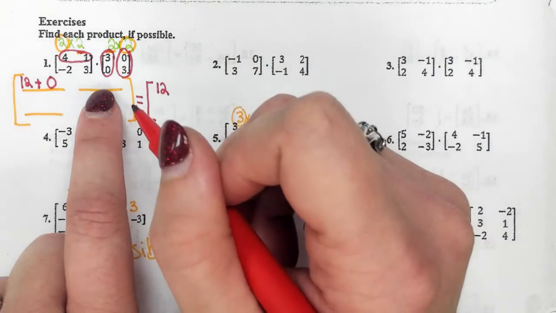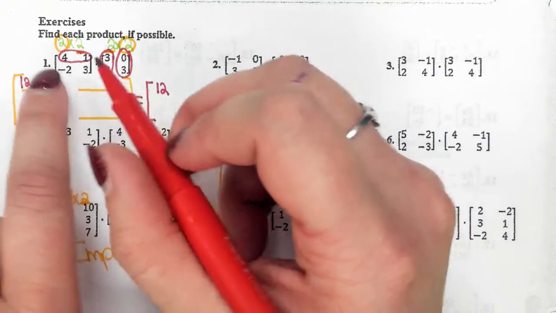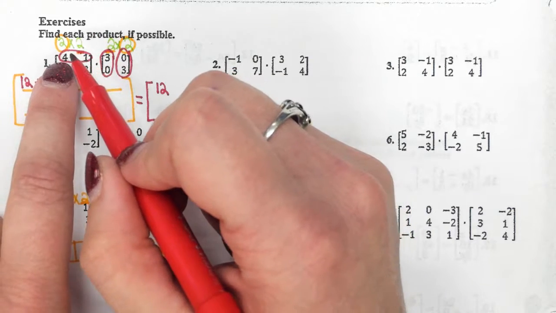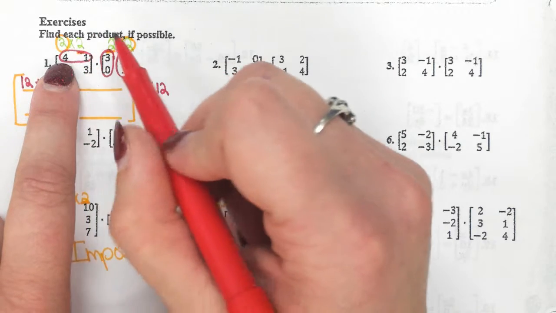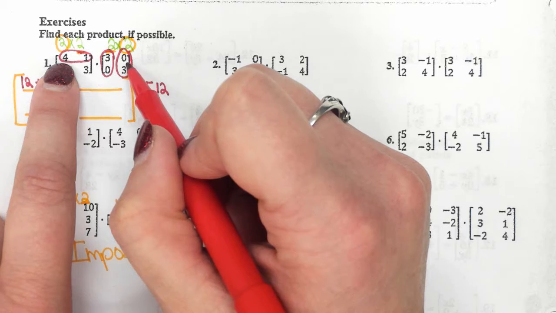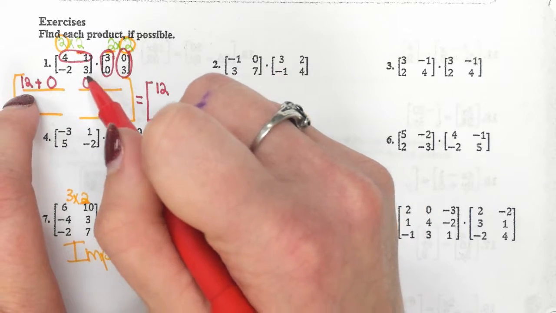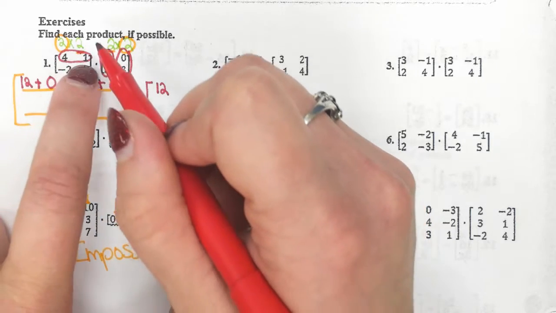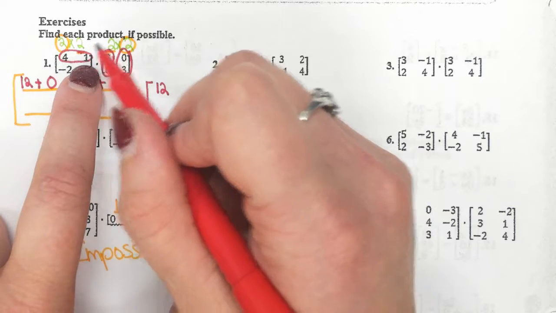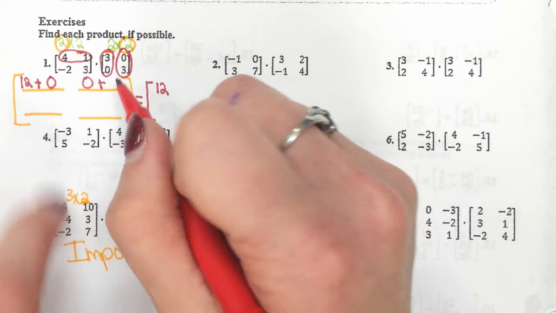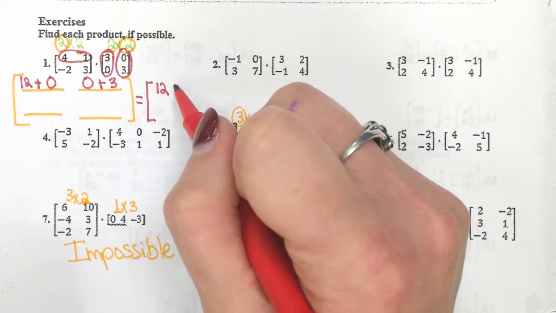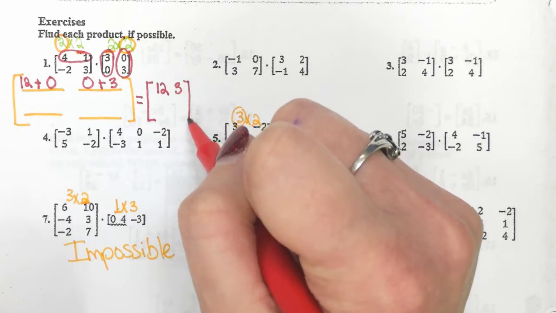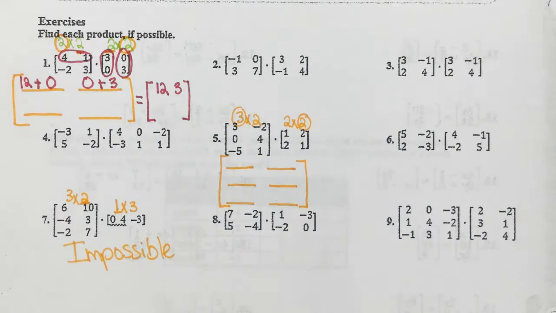Very good. You need to multiply the first number here times the first number here. What's 4 times 0? 0. Then you multiply the second number here by the second number here. Add them together, and you get your answer. All right, switch to a different color.